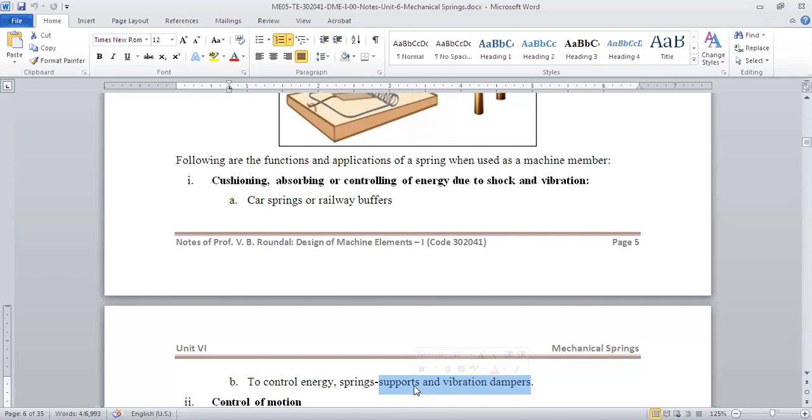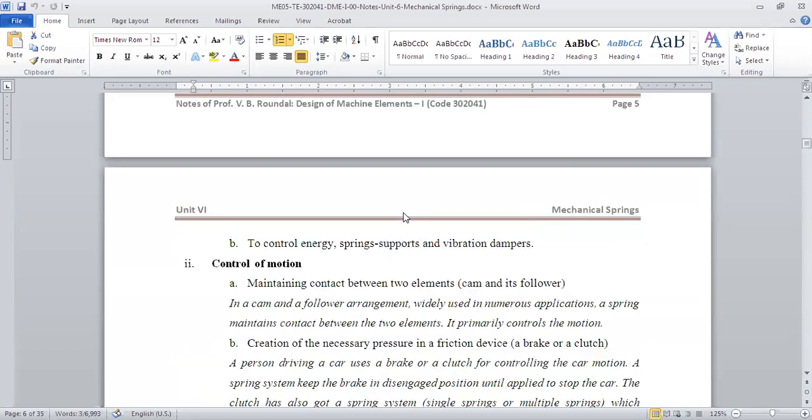Say in a workshop there is a machine which has lots of vibrations. The dampers are used for the cushioning or for controlling the energy, right?